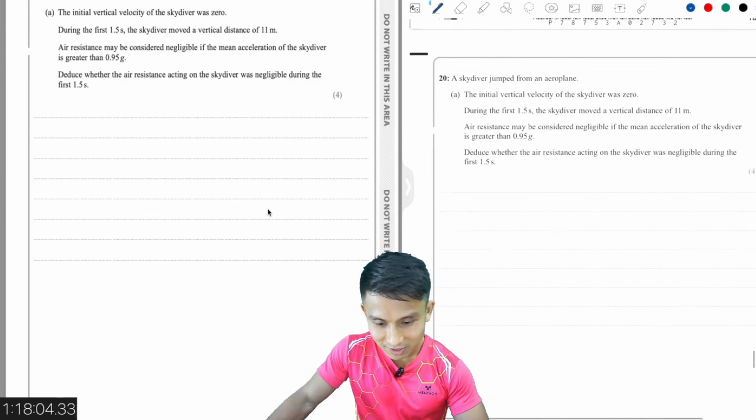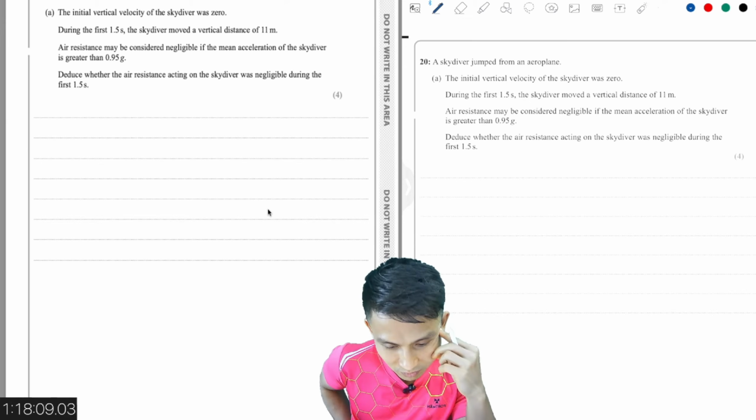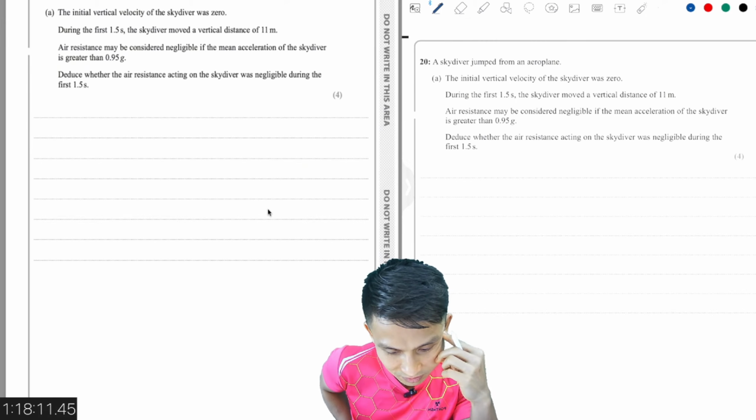Okay, let's see. A skydiver jumped from an aeroplane. The initial vertical velocity of the skydiver was 0. During the first 1.5 seconds, the skydiver moved a vertical distance of 11 meters. Air resistance is ignored.